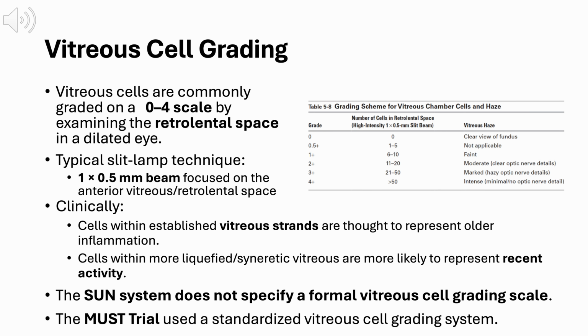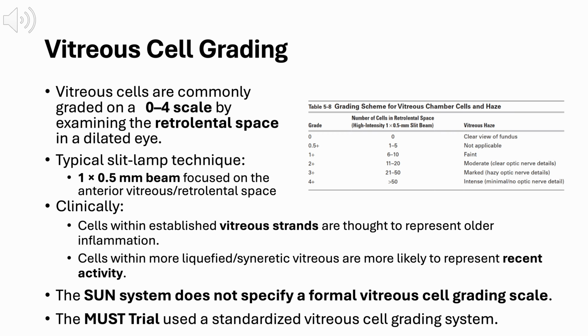Vitreous cells are commonly graded on a 0 to 4 scale by examining the retrolental space in a dilated eye. The technique uses a 1/2 mm beam focused on the anterior vitreous just behind the lens. There's a useful clinical nuance about what the cells mean. Cells trapped within established vitreous strands tend to represent older, burned-out inflammation, whereas cells floating freely in more liquefied, syneretic vitreous are more likely to reflect recent, active disease.